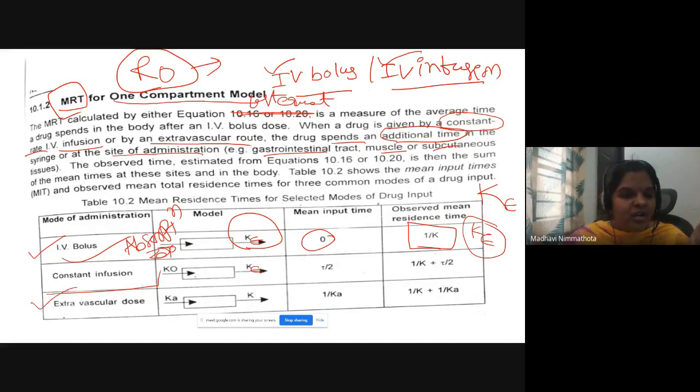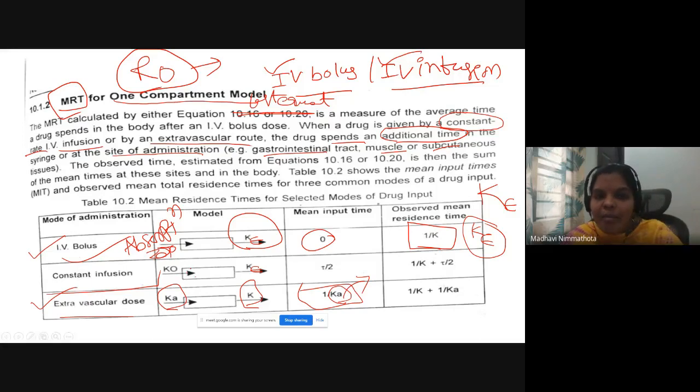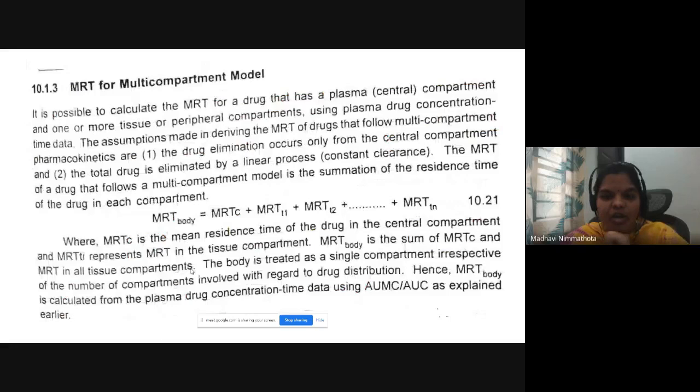And then extravascular administration, you have an absorption rate constant and an elimination rate constant. So the mean input time is 1 by Ka. In case of extravascular dose, we consider the absorption rate constant, that is Ka. So 1 by Ka. Here the observed mean is 1 by K plus 1 by Ka. So the equations are very simple, and the derivations are very simple once you get the concept. This is the MRT for one compartment open model. Then MRT for multi-compartment open model. I already told you that multi-compartment means it follows more than two compartments, greater than two.